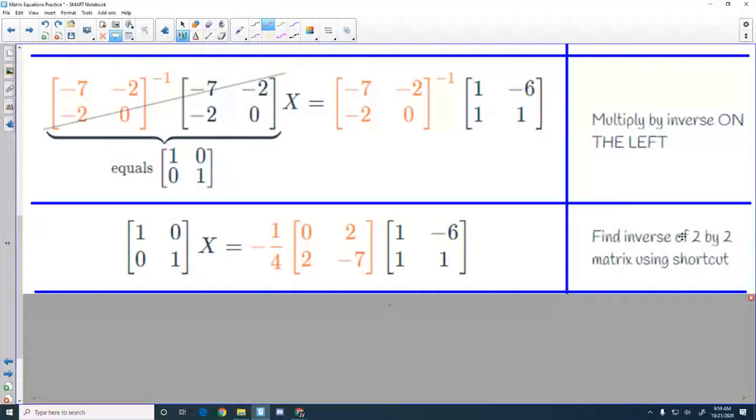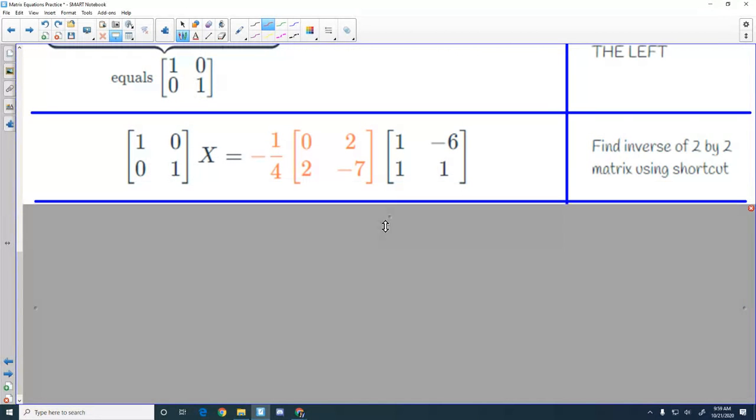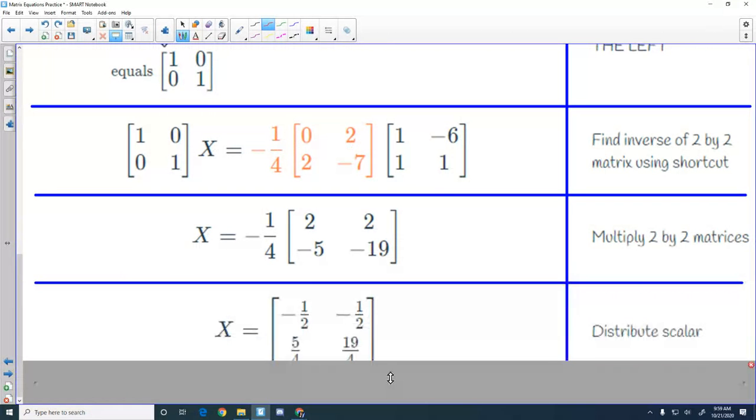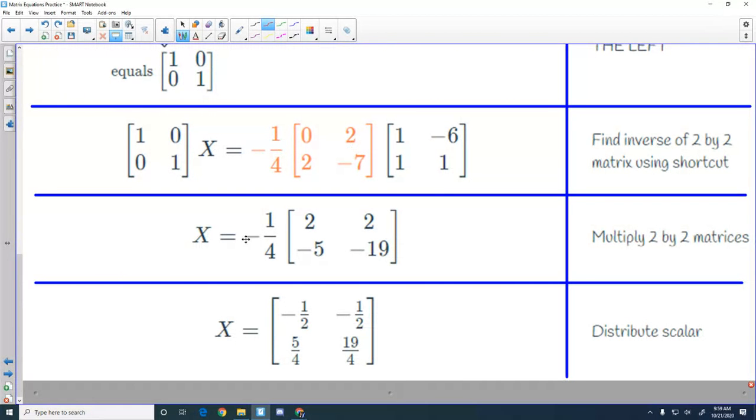Moving on, we have to find the inverse of the 2x2 matrix using that little shortcut method, right? 1 over the determinant, and then you kind of switch all the terms around. It's doing the exact same thing that I've been teaching you, that I've been showing you. After you multiply the matrices together, see it says multiply the 2x2 matrices together first, leave that scalar out in front. Then the last thing you do is distribute that scalar, that -1/4. You're just dividing each thing by -4 and simplify your fractions. So that Delta Math solution, that's what it tells you.